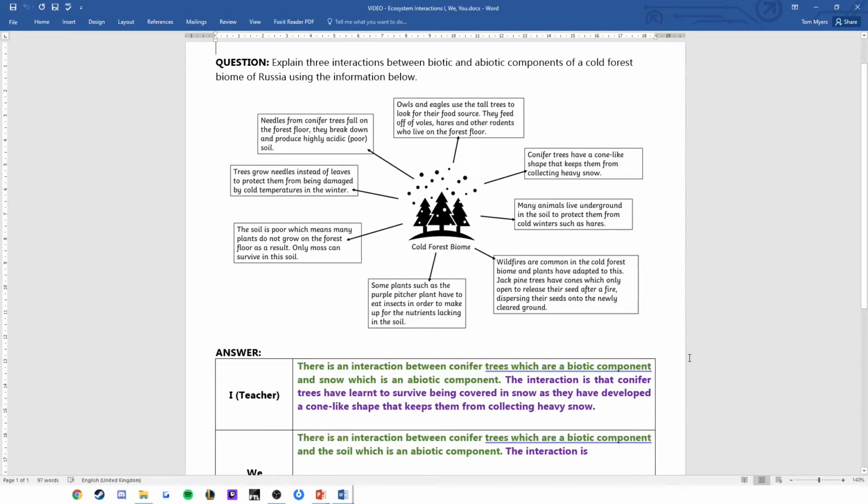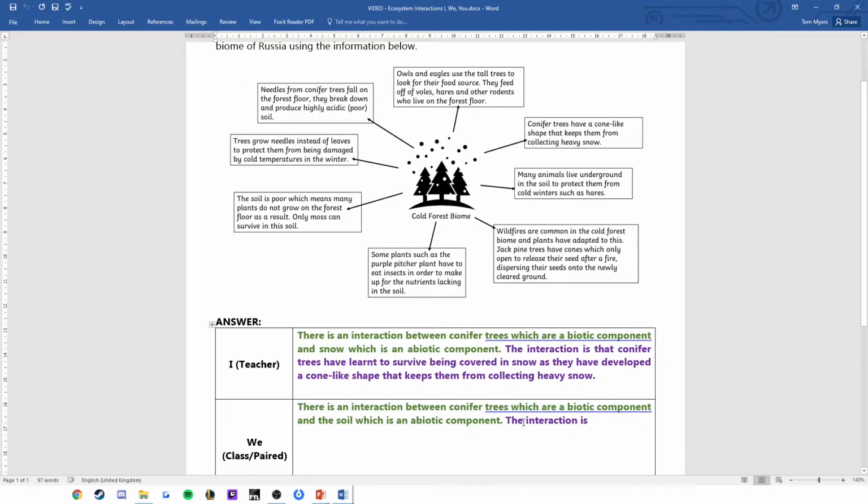So the interaction is that conifer trees have learnt to survive being covered in snow, as they have developed a cone-like shape that keeps them from collecting heavy snow. I got this information from this part of the mind map here. We can now have a look at what we're going to put for the second interaction. So there is an interaction between conifer trees, which are a biotic component, and the soil, which is an abiotic component. We now have to give detail about what this interaction is.